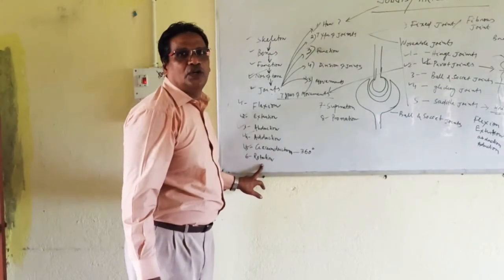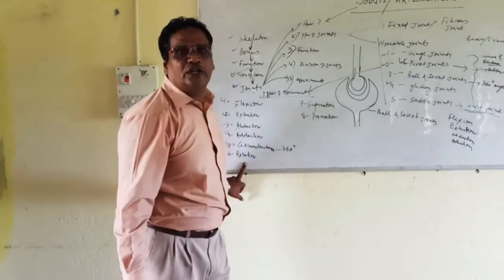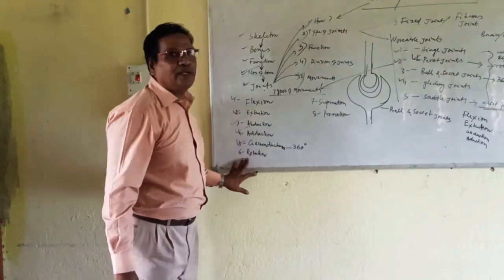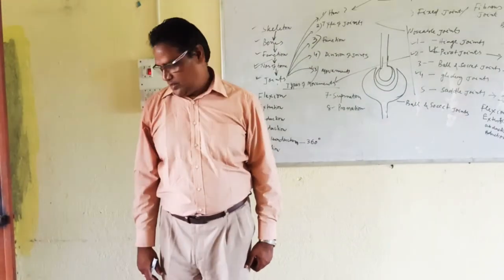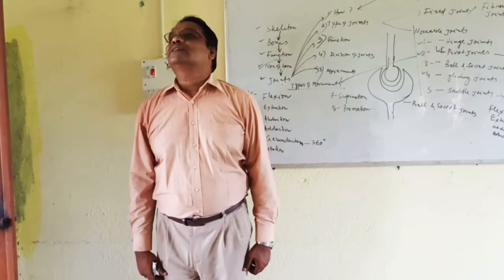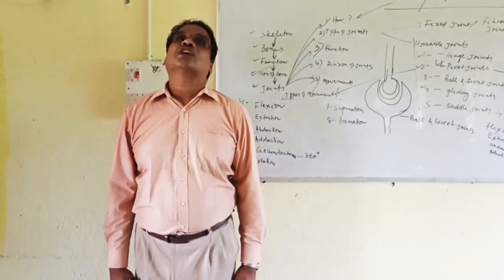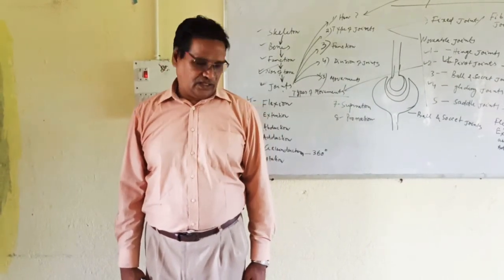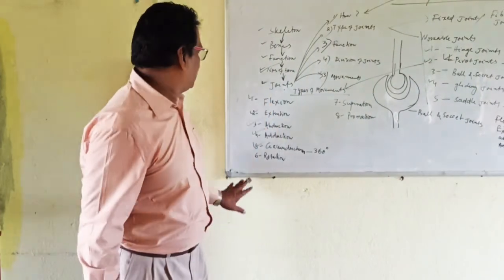Next is rotation. Rotation is seen in the case of the pivot joint. I have already given you rotation, side to side movement of the neck. So this is rotation. The axis is in between. In a circle, the axis is the center point of the circle, and around it the movement will circulate, that is rotation. So this is the neck rotation, that is called rotation.